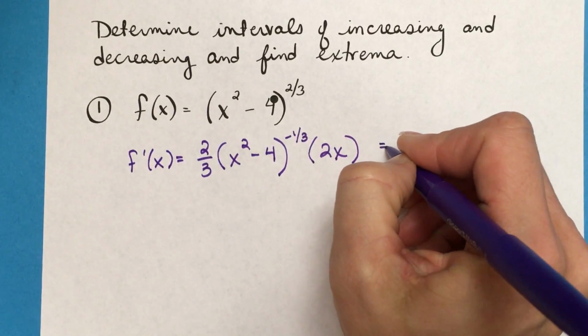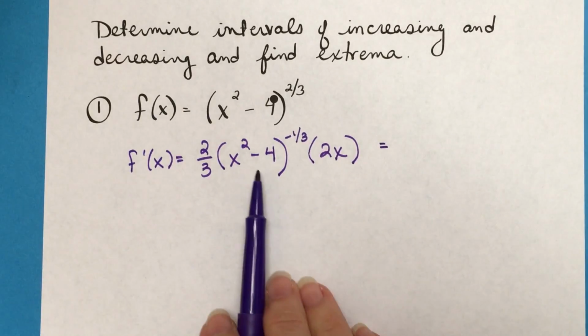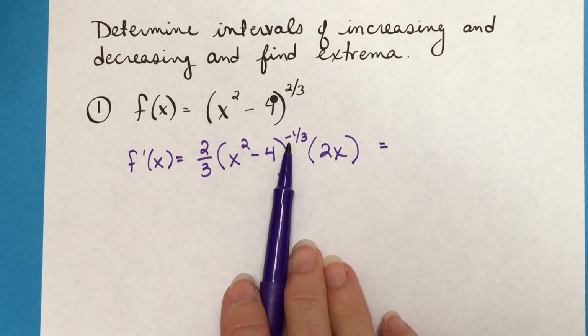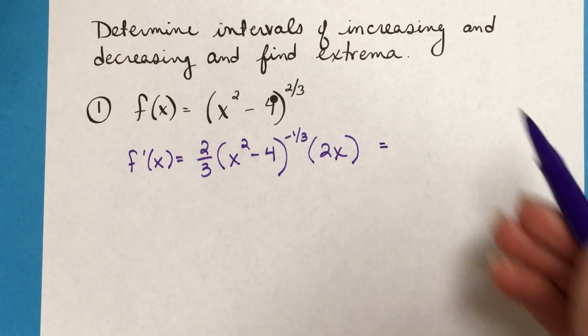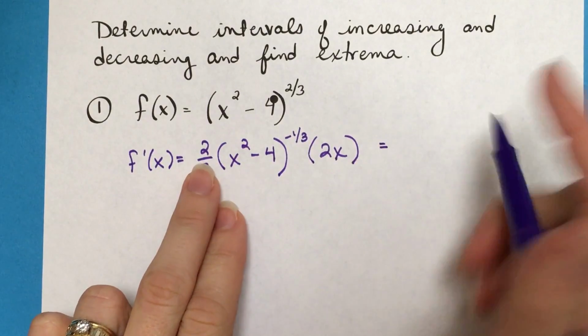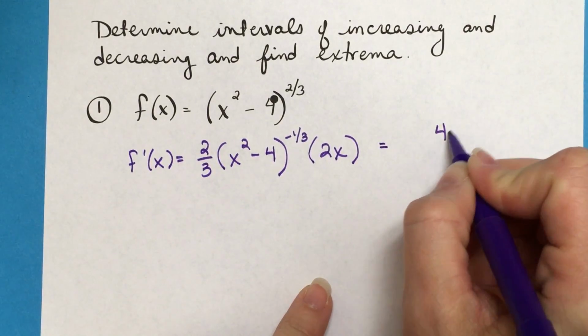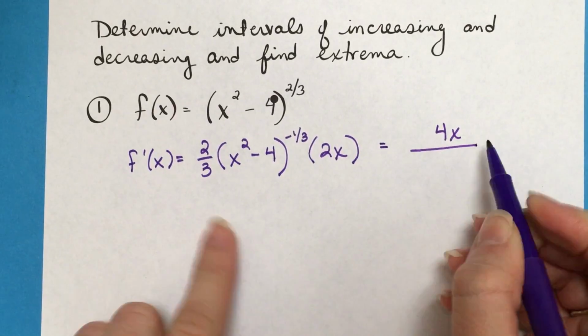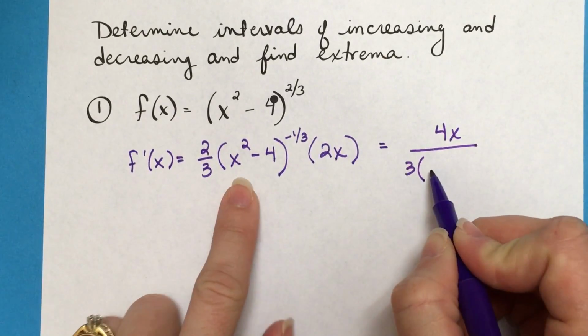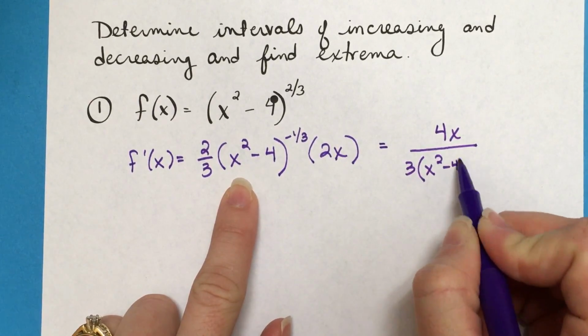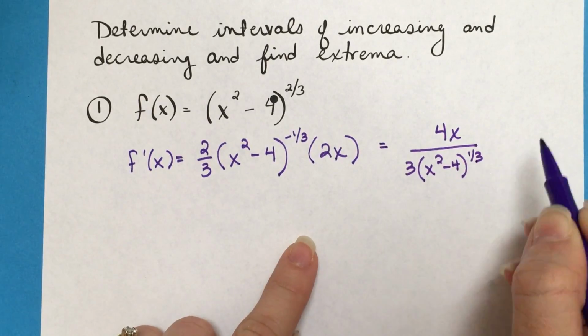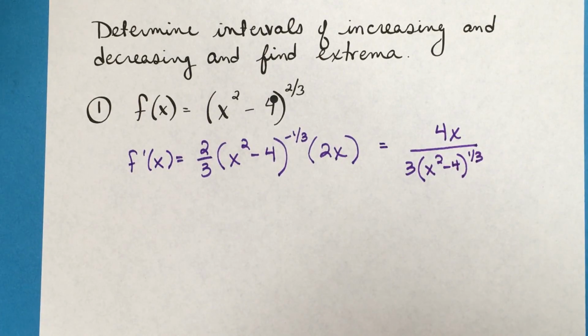All right, so simplifying this, you would need to move the parentheses, since it's a negative exponent, move it to your denominator. So you'd have the 2 times the 2x. So that means I'll have a 4x for my numerator, and then I'll have 3 times the x squared minus 4 to the 1/3 power as being my denominator.